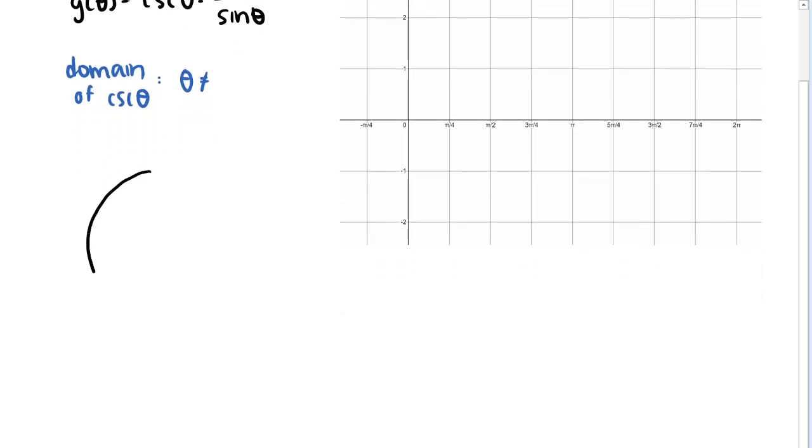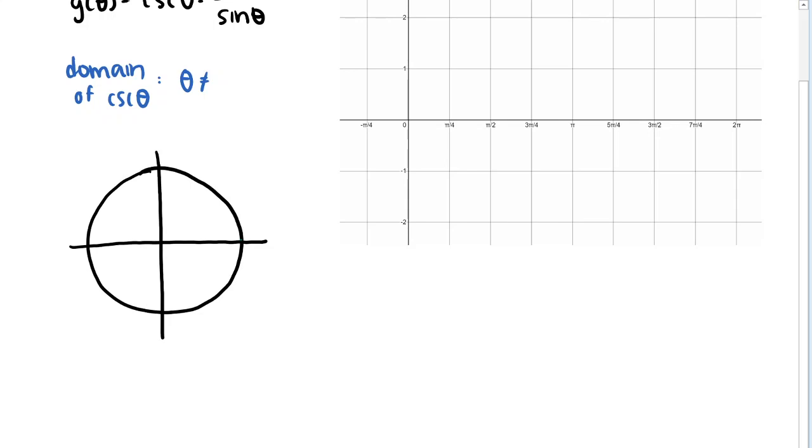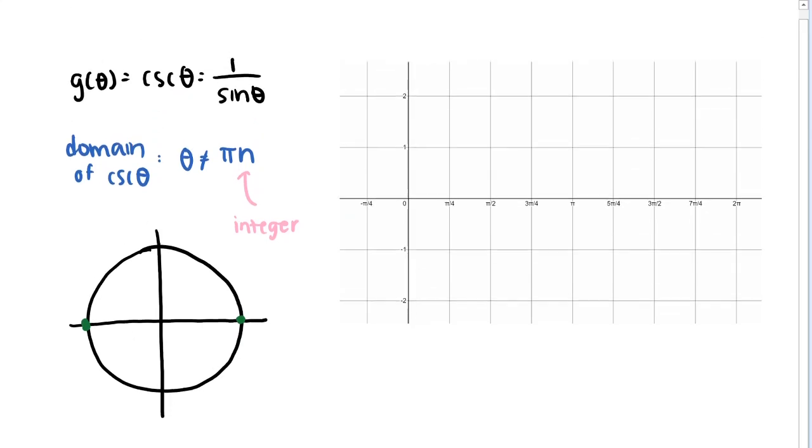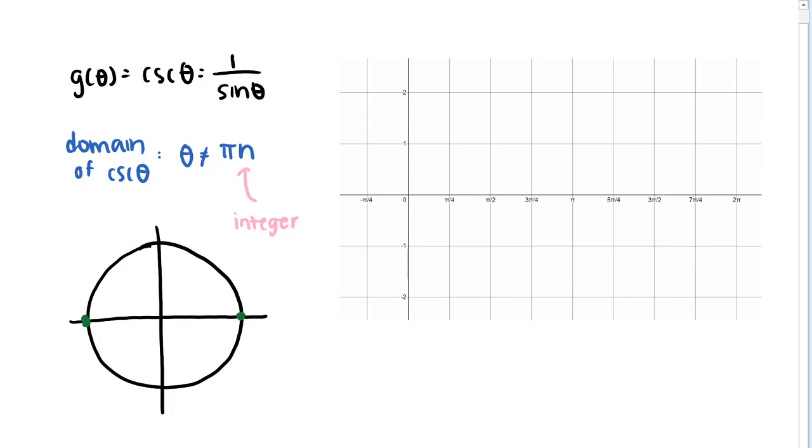Well, if we look at the unit circle, sine of theta is the y coordinate on the unit circle, and that y coordinate is 0 at this point here and at this point here. In other words, an angle of 0, pi, 2 pi, 3 pi, 4 pi, really just any whole number multiples, integer multiples of pi. Okay, so integer just means whole number, positive or negative. And so here we see that I get these vertical asymptotes at 0. What is this? This is pi and 2 pi and so on and so on.